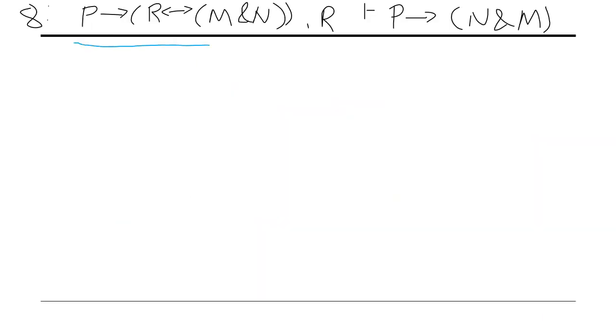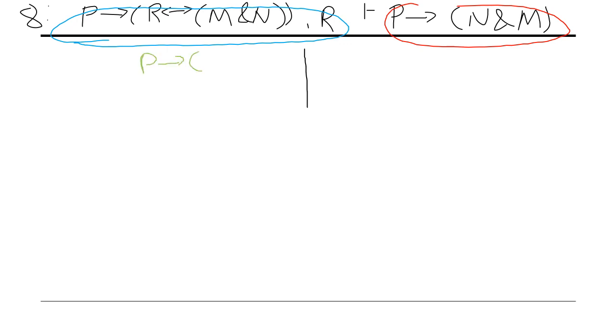Same thing as before. Premises on the left. Conclusion's going to be on the right. We match that down here with P arrow, R double arrow, M and N, R arrow, N and M.